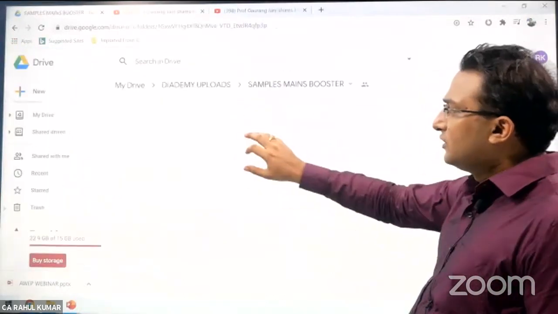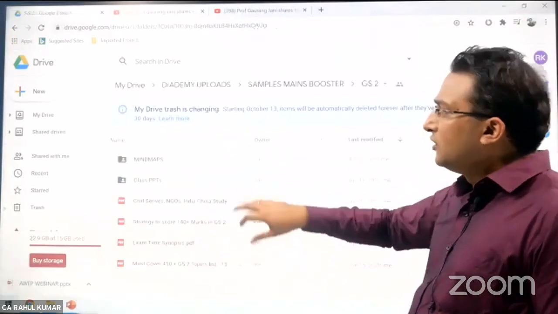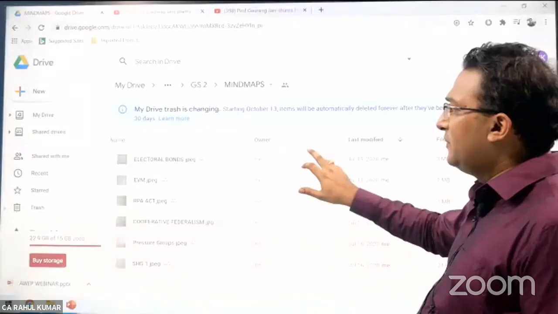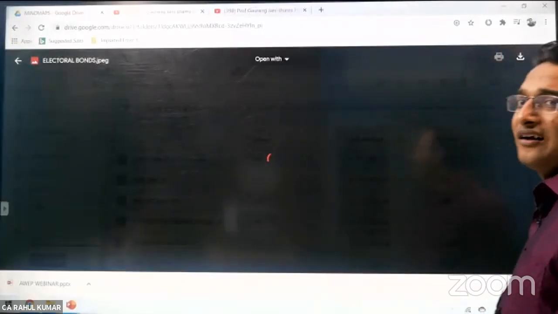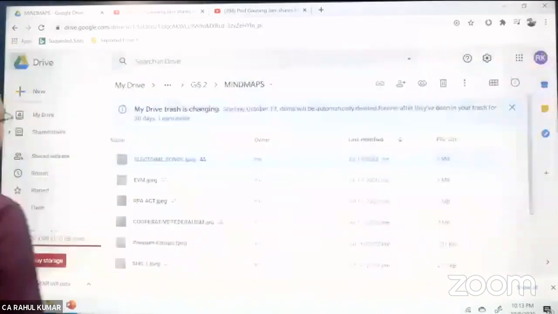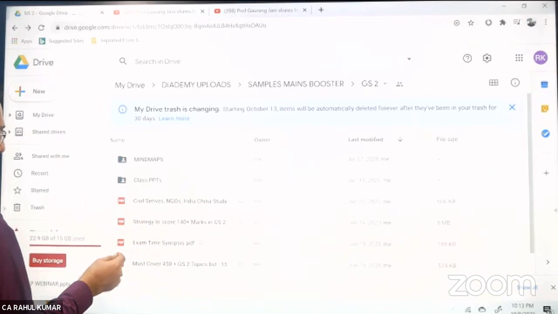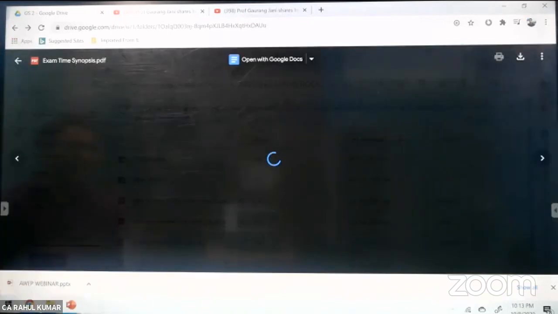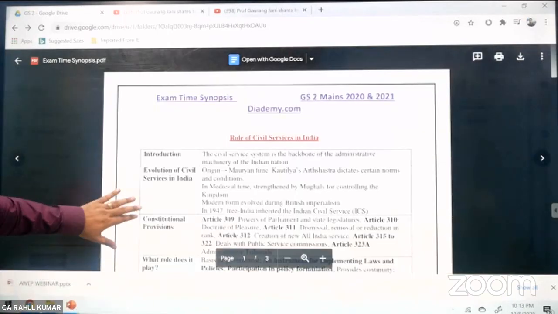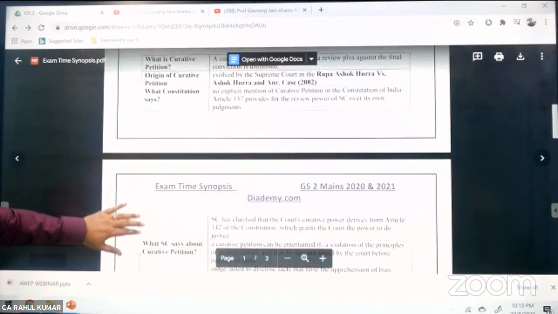You go to this folder, for example this GS2, and you will find different kinds of mind maps you can make. We have given the example. You can learn from here, and we have prepared this for the important topics. Then similarly, you can see other sources on how to make mind maps and how to make exam-time synopsis. So you can see the role of civil services in India. Just one page, the entire topic is covered. Okay, less than one page.